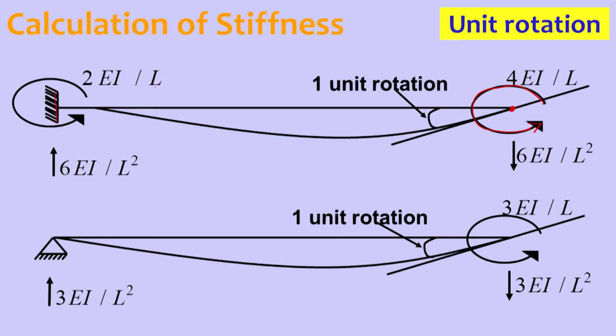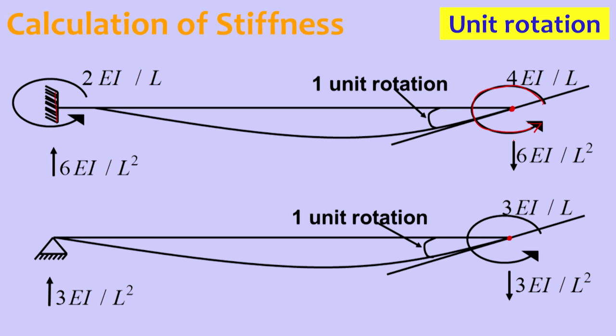And if the far end is not fixed but hinged, then we need 3EI/L. So here, if the far end is fixed, we need 4EI/L, and the moment transferred to the far end, or the carryover, is 2EI/L. 4EI/L and 2EI/L are both in the same direction, that is anti-clockwise moment, anti-clockwise rotation. Both put together will give us 6EI/L total anti-clockwise moment.